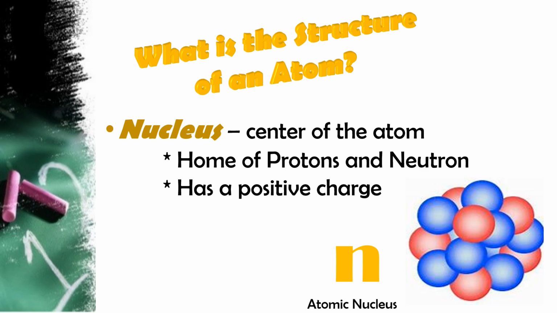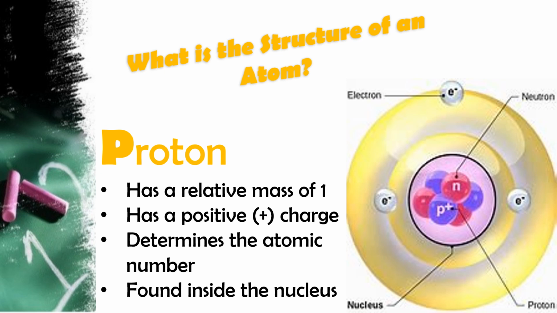Okay. So, for the protons, a proton has a relative mass of 1. It has a positive charge. It determines the atomic number of the elements. Proton is found inside the nucleus.